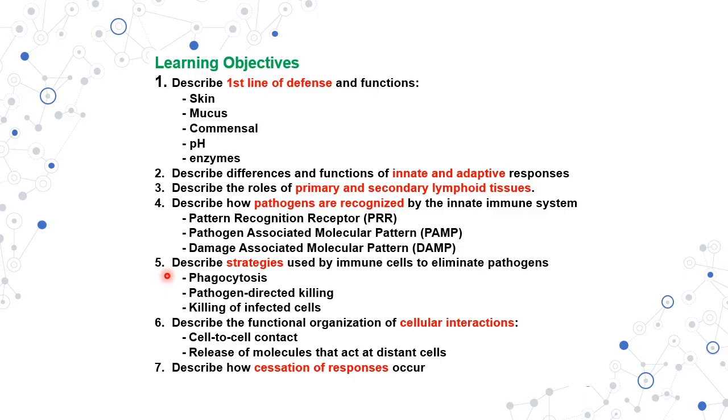Okay. All right, so after these strategies of killing, we're going to start looking at cellular interactions, okay? And how the cells stimulate each other to do their work. And this is when we start talking about the adaptive immune response, right? And then at the end, when the pathogen gets eliminated, you have to talk about stopping the reaction, okay?